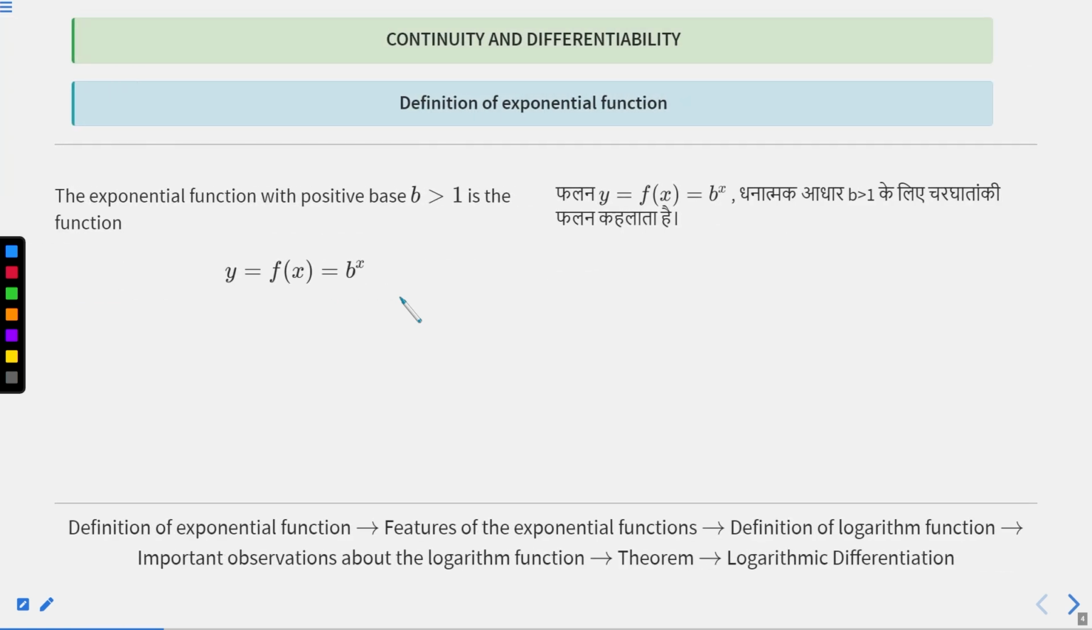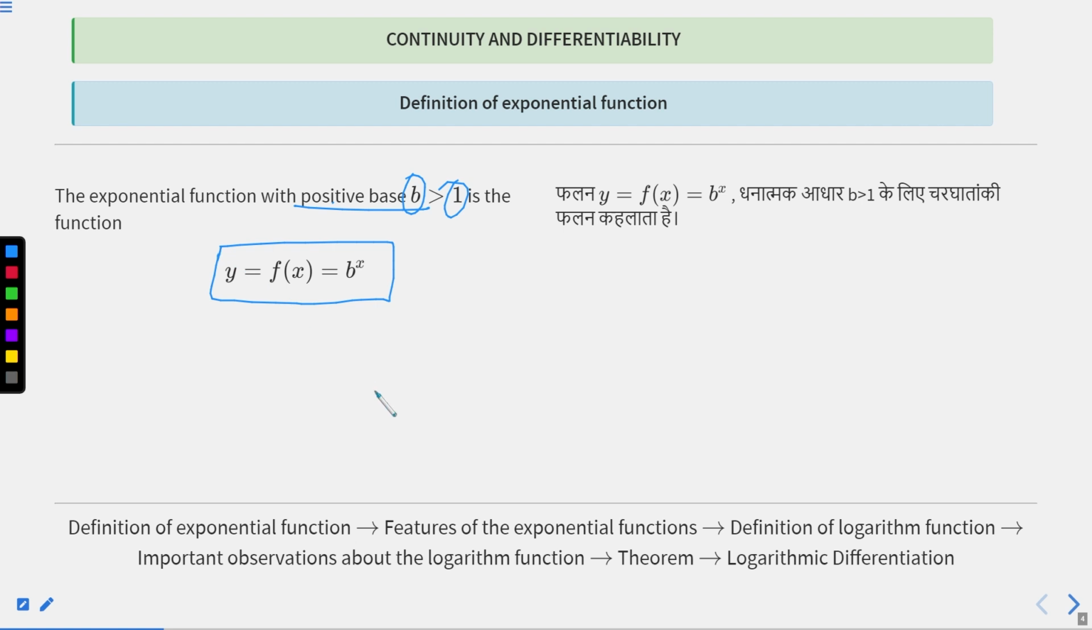Definition of exponential function. First of all, in exponential functions, we want a positive base, with the condition that it must be strictly greater than 1. The function is defined like this: y equals f(x) equals b to the power x. Here b is called the base and x is the power. This is your exponential function. Simple.